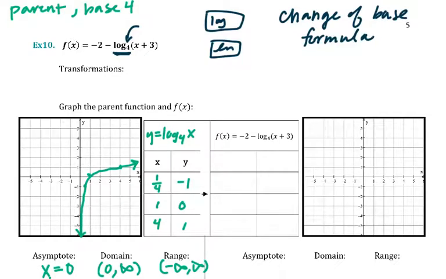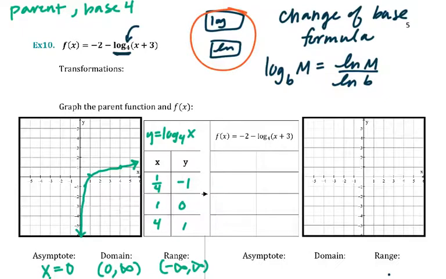So the change of base formula says that if I want to type log base b of m, I could type that in my calculator as ln m over ln b. So log of the argument over log of the base, or natural log of the argument over natural log of the base. And you can use either of those two buttons on your calculator.